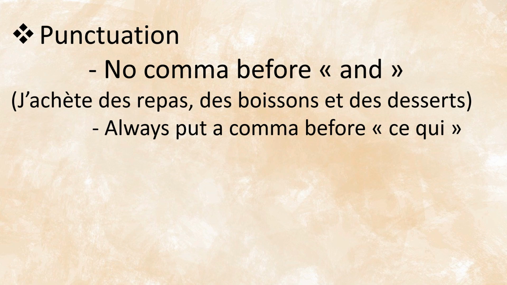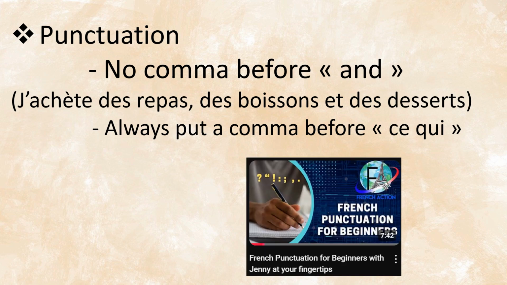Punctuation, so you need to remember no comma before and. So j'achète des repas, des boissons et des desserts. So no comma before et. And also always remember to put a comma before ce qui. These are the kind of mistakes I often see. But you can check out this video, which is called French Punctuation for Beginners. And this tells you a lot about the French punctuation.